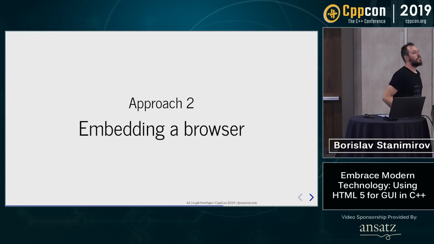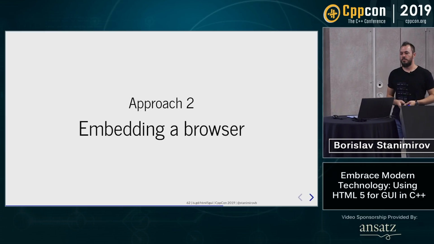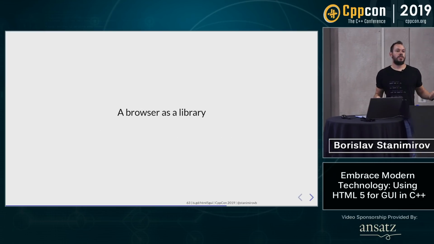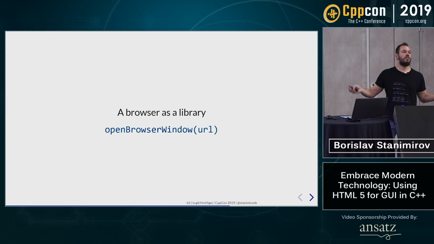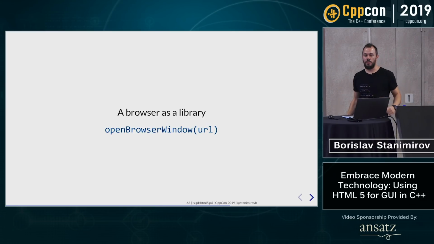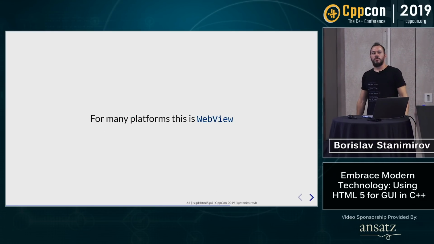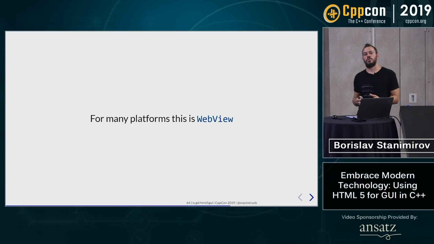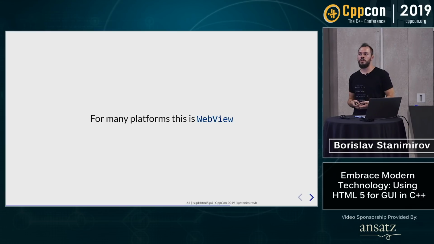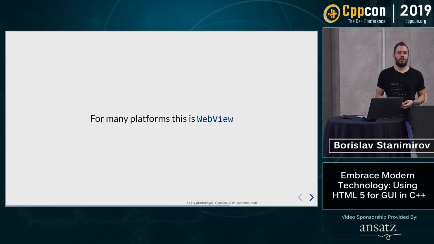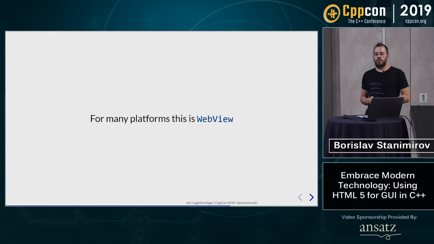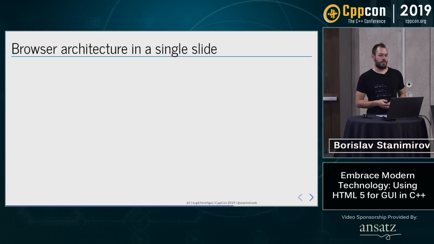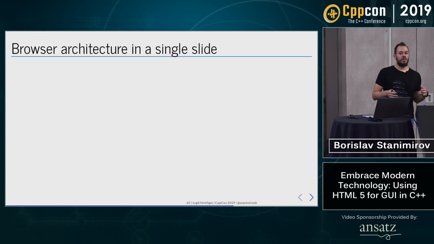And this kind of segues us into approach number 2, which is embedding a browser. This basically means to use the browser as a library. Why not have a function like open browser window to this URL? And for many platforms, this exists, and it's called WebView. I'm familiar and have some experience with the WebView on Android and on iOS, and they're pretty neat. They're great WebViews. But what can we do for C++? And before I continue with what we can do for C++, I'm going to do the browser architecture in a single slide.